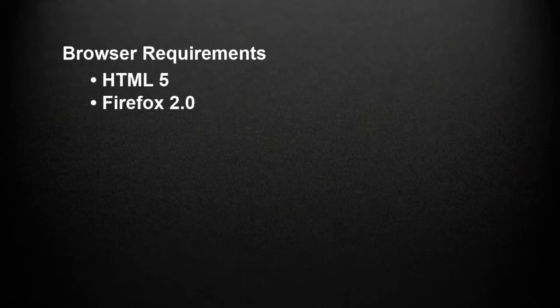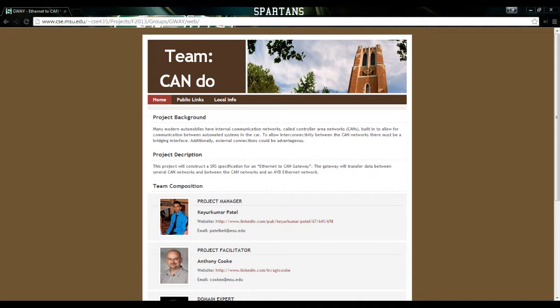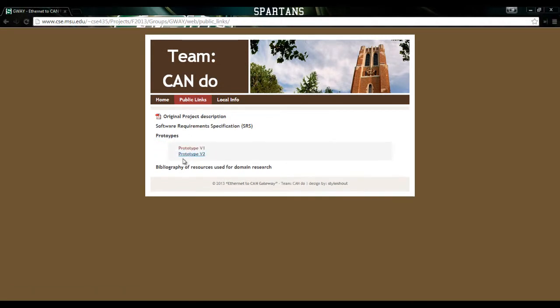Minimum supported browsers include Firefox 2.0, Safari 3.0, Chrome 4.0, and Internet Explorer 9.0. This prototype has not been tested on mobile devices and cannot be guaranteed to run on them. To access the prototype, go to the Team Can Do website, click on Public Links, Prototypes, and click on Prototype version 2.